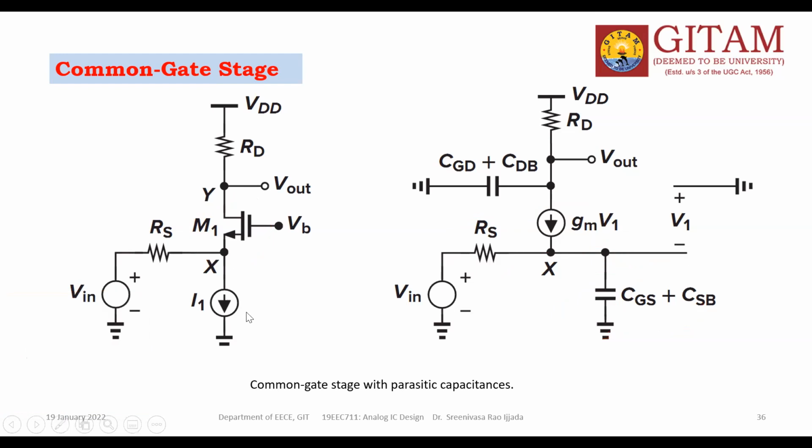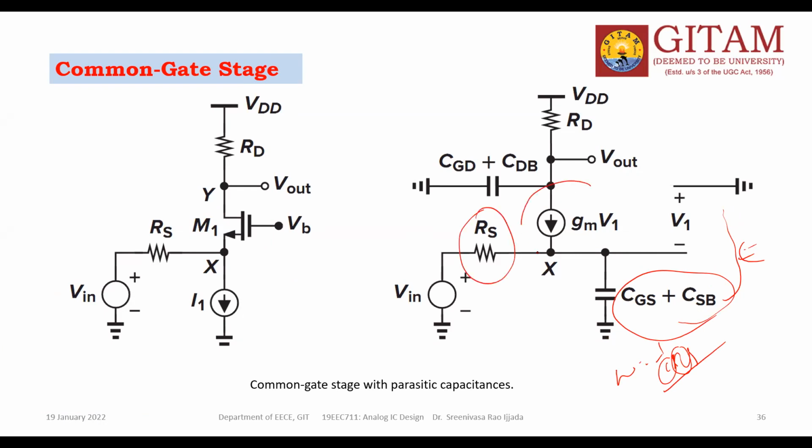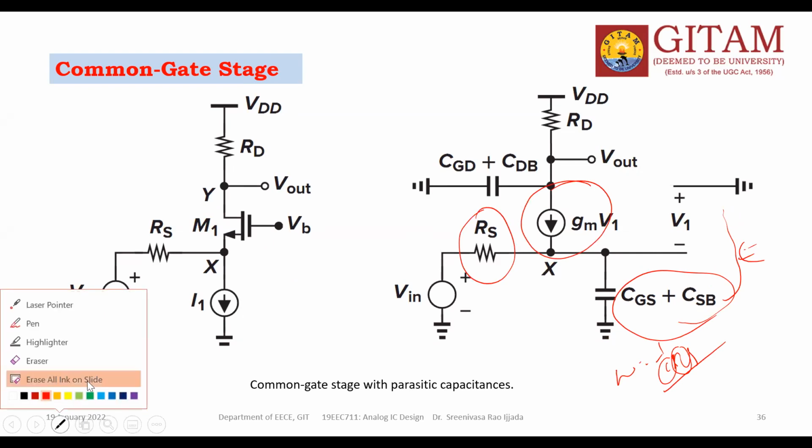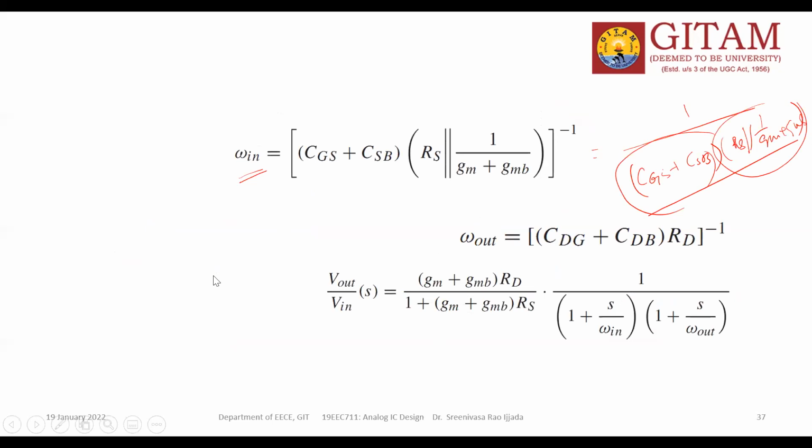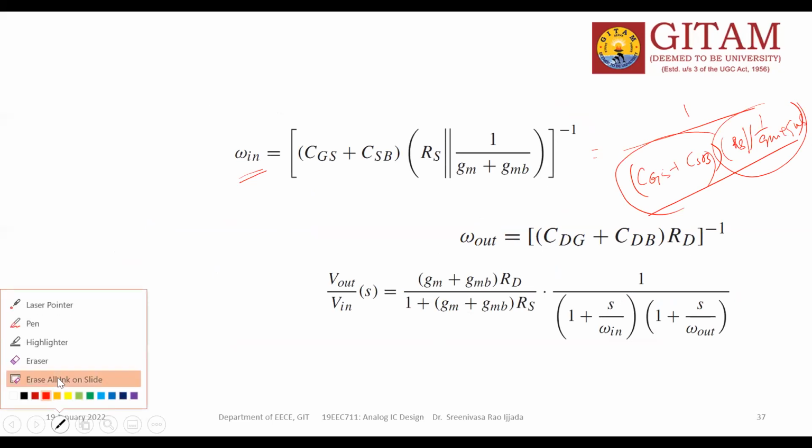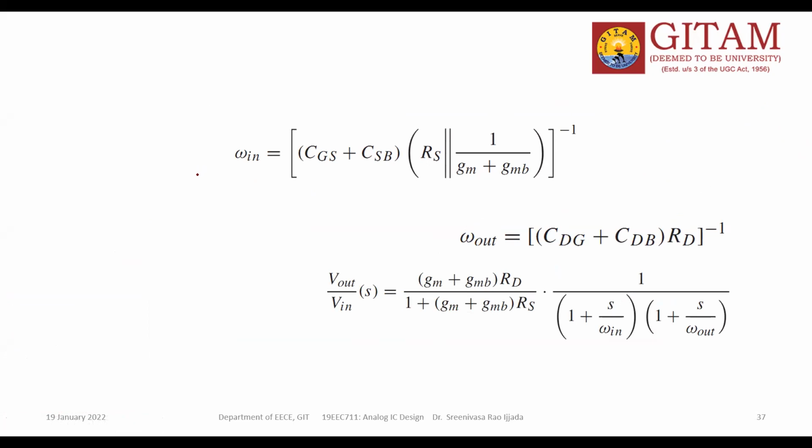Yes, sir. So I am talking about the input side. Input side means from this side, you need to find the resistance as well as the capacitor, because omega is nothing but 1 by CR. The capacitance value is known, and the resistance value is RS in parallel with the M1 resistance, which is 1 by (GM plus GMB). So that is the input pole frequency.